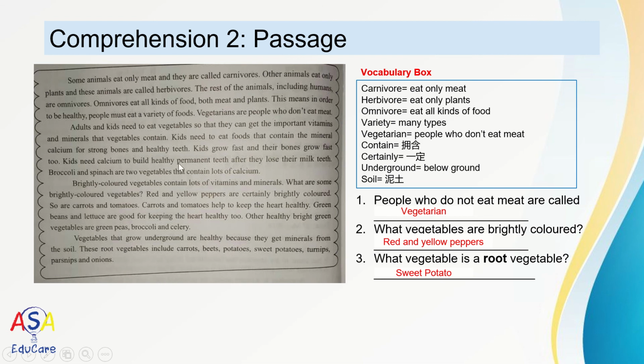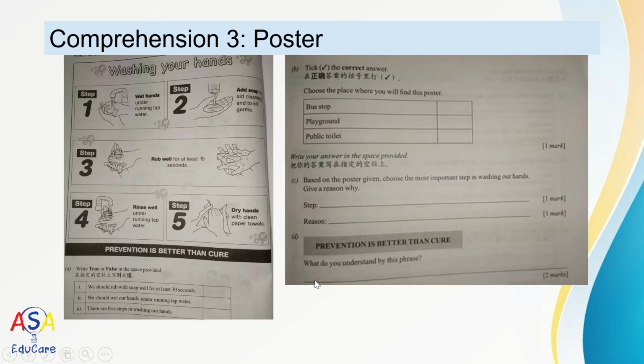Certainly 一定, certainly should be here, 一定是亮亮的颜色, okay? Underground, below ground, okay? Because under is sort of like below, so your ground, below it, okay? Soil 是泥土.